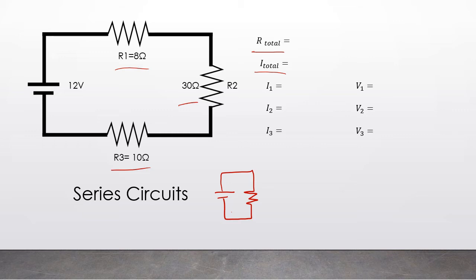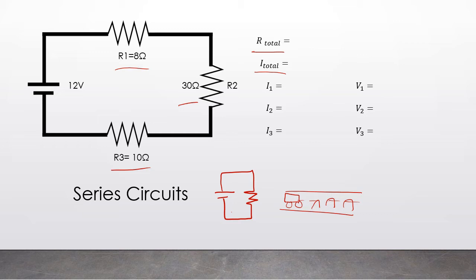So you can think of it as like a one-lane road. It's one road, there's one path to go down, and all we're going to do is keep adding speed bumps. Every time we add a resistor, that car is going to slow down and we won't be able to go as fast.